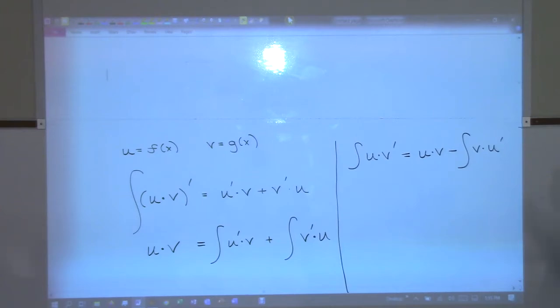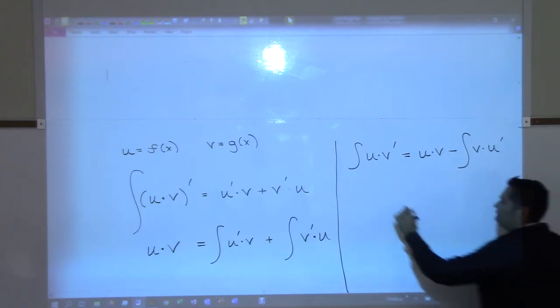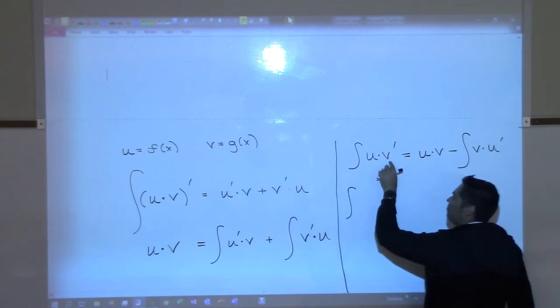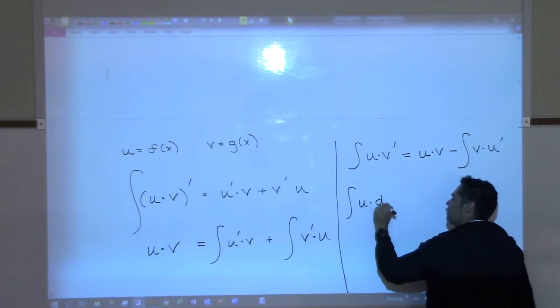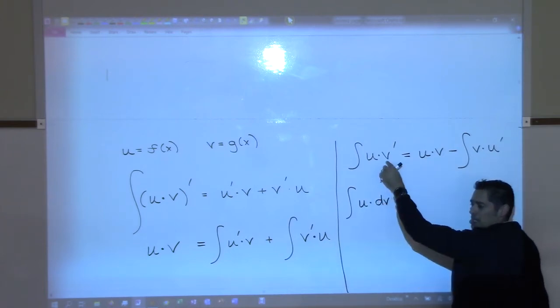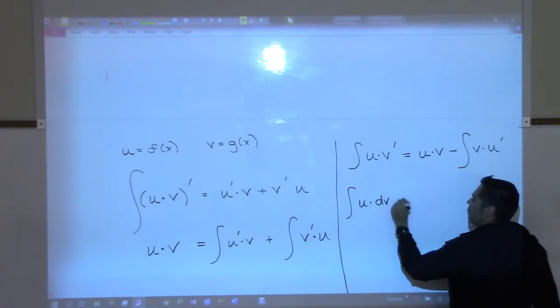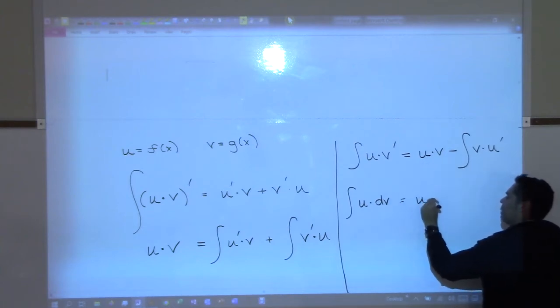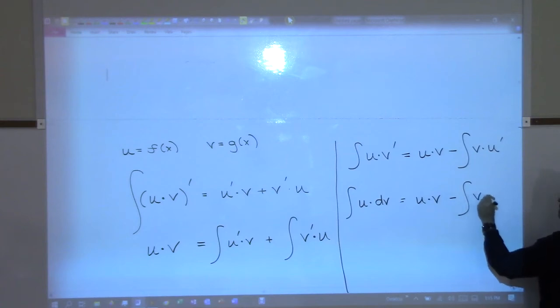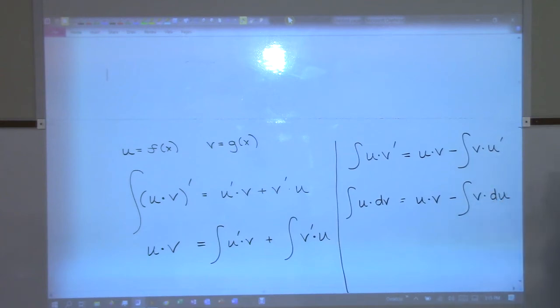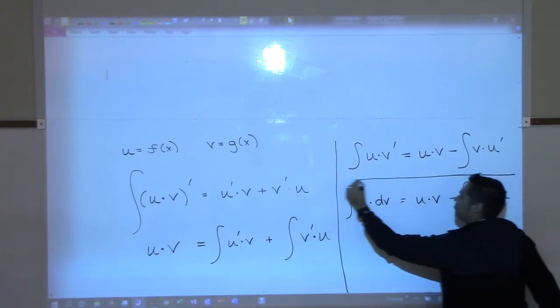Now I'm going to just do one more thing and we'll have our formula. I'm going to write v prime using a different notation. Instead of v prime, I'm going to put dv, the derivative of v. Then I leave u times v, minus, and on this one I'm going to rewrite v times the derivative of u, as du. And this is the formula that we will use right here.